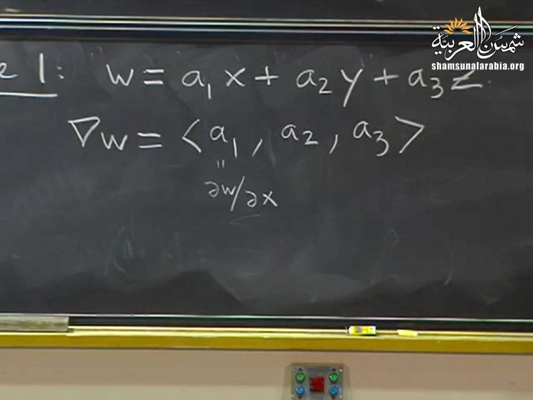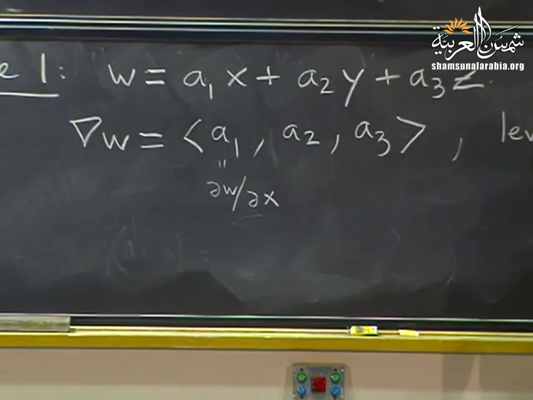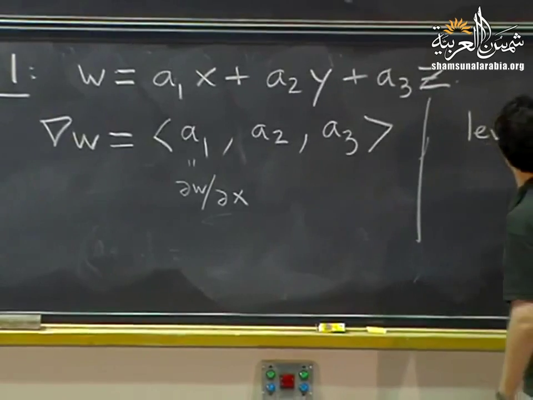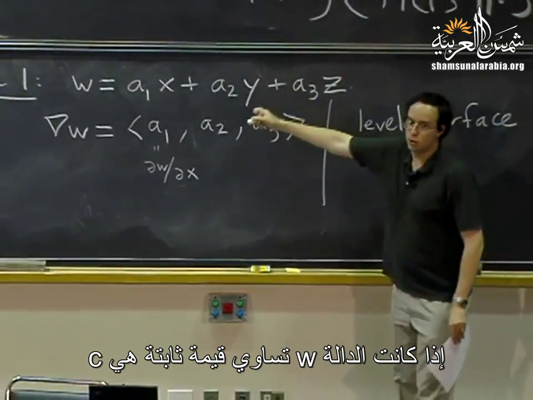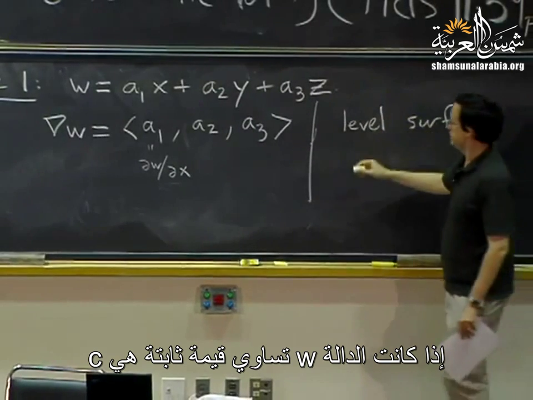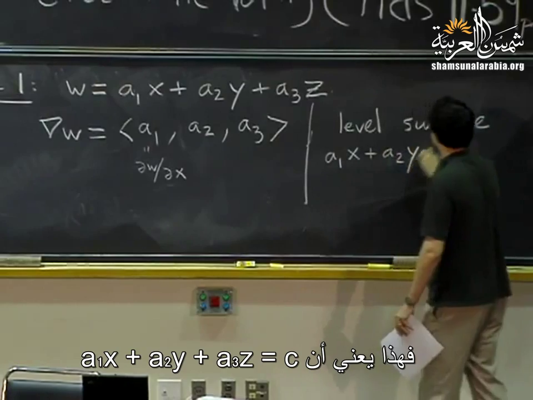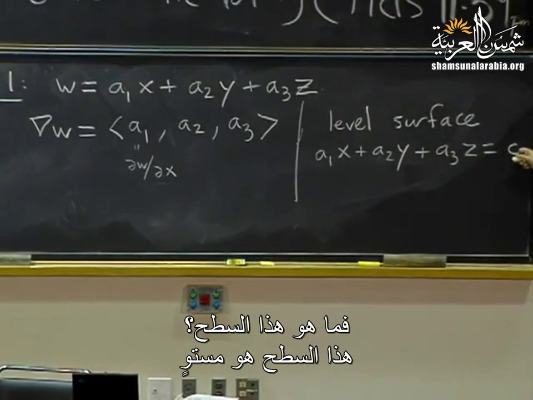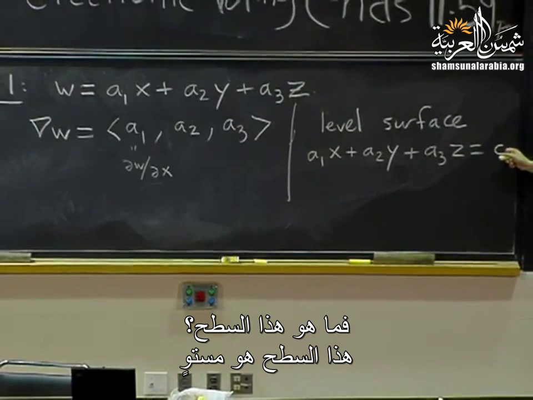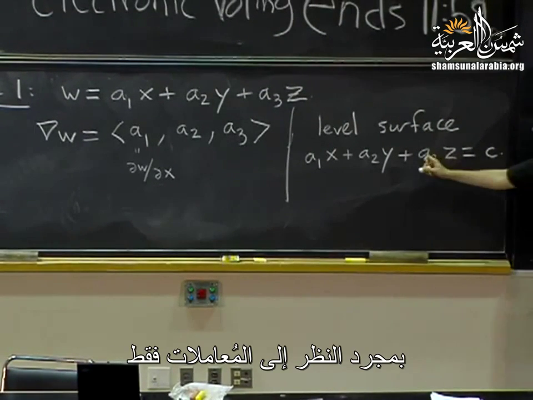Now, what are the level surfaces? If I set w equal to some constant c, that means I look at the points where a1x plus a2y plus a3z equals c. What kind of surface is that? It's a plane, and we know how to find a normal vector to this plane just by looking at the coefficients.